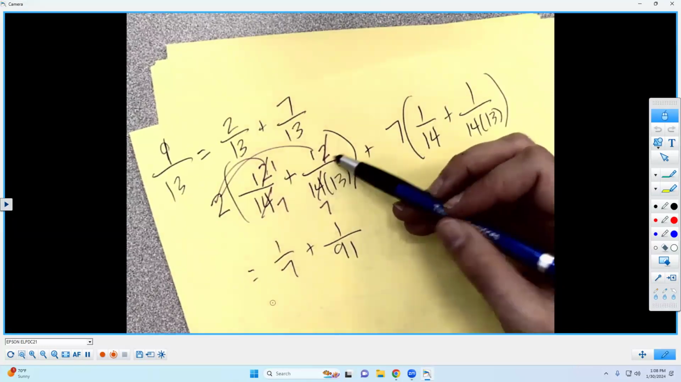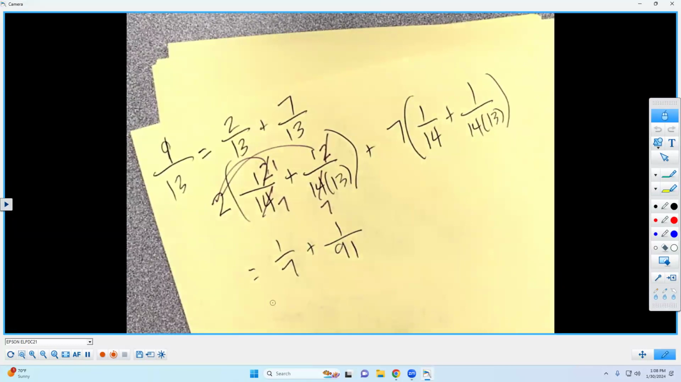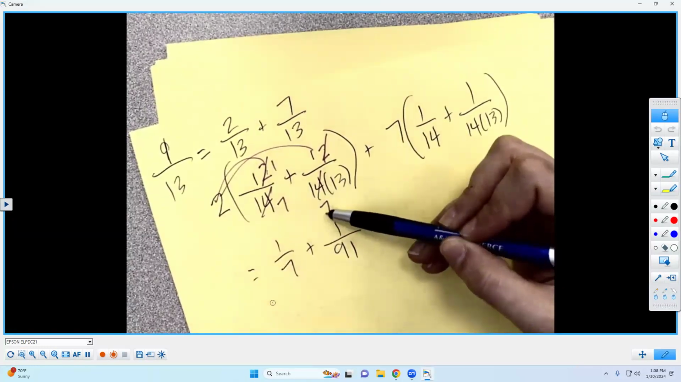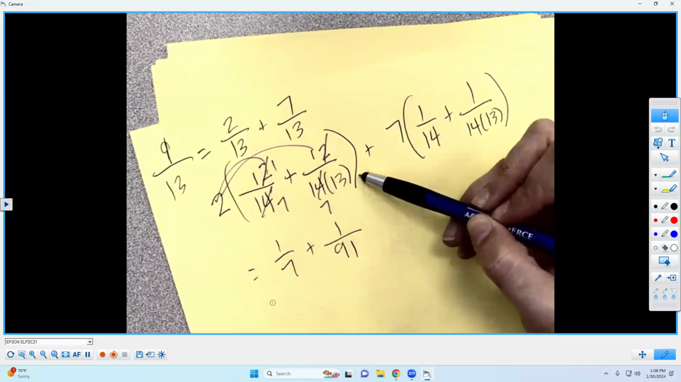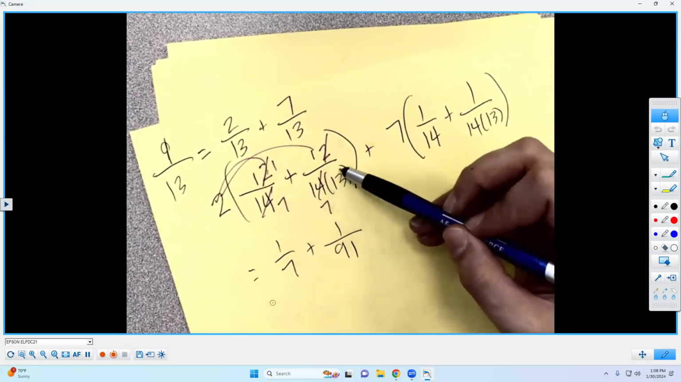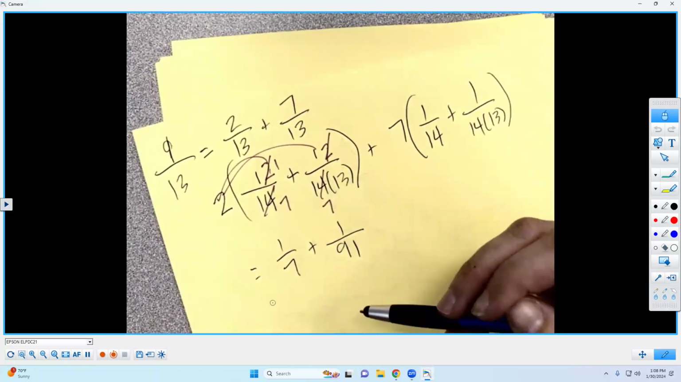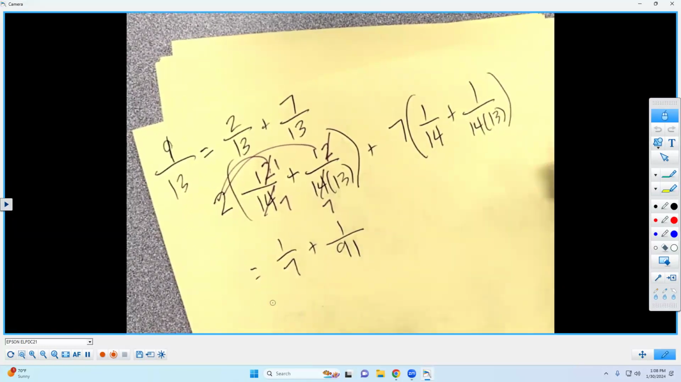So that I don't end up with 2 over 14 times 13. What is that? 2 over 182, and then I'd have to reduce that. I can do this. I'm reducing before I multiply it all out. I can do this in my head, and the other half on my calculator, and it bugs me to have to type that in my calculator.